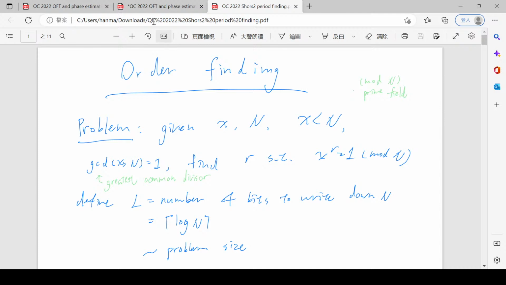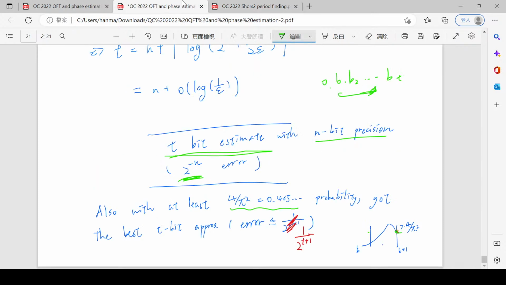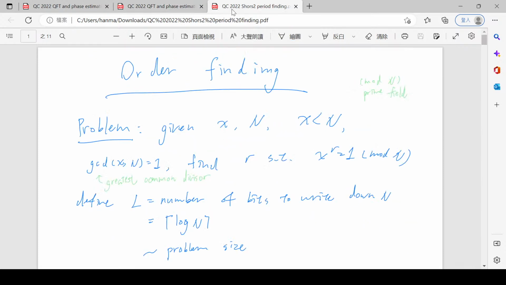Okay, so before Shor's algorithm, let's talk a little more about number theory. This is the problem that Shor's algorithm actually solves. Obviously, we know Shor's algorithm solves factoring, but it does so by reducing factoring to this order finding problem. So what's this order finding problem? It is that we have two numbers, a smaller number x and a very big number n, and n is not necessarily prime.